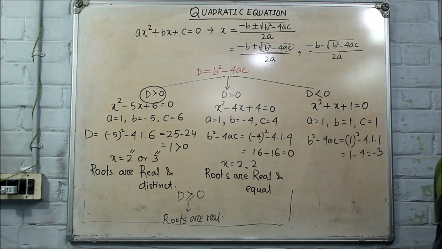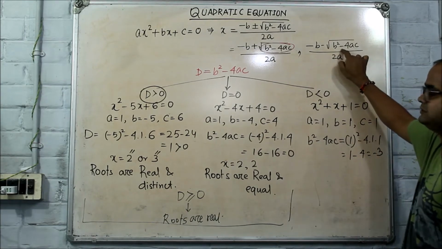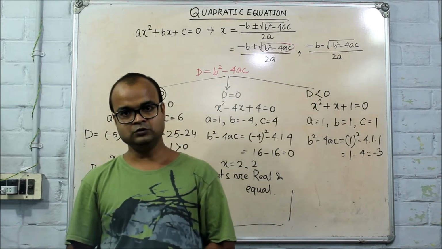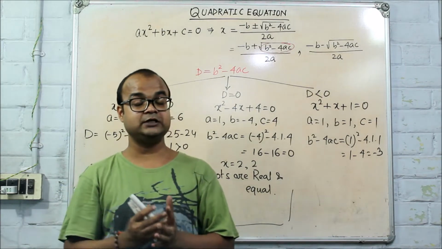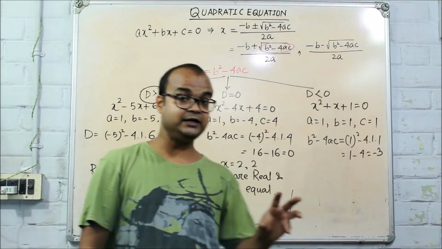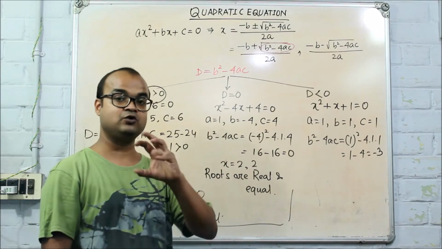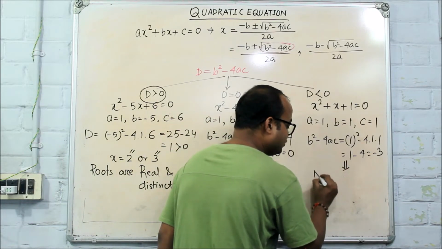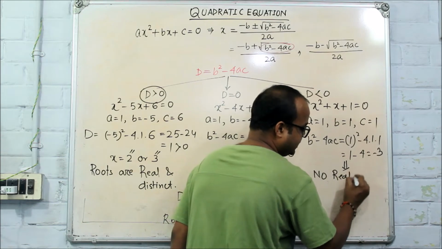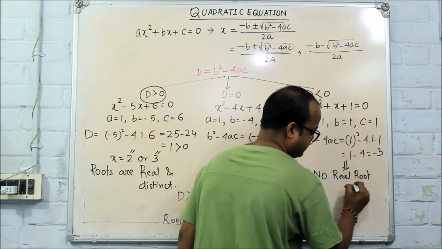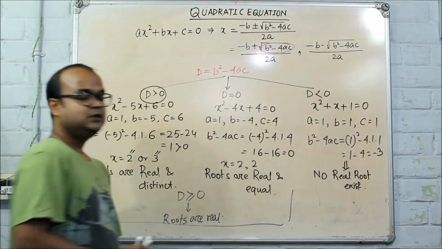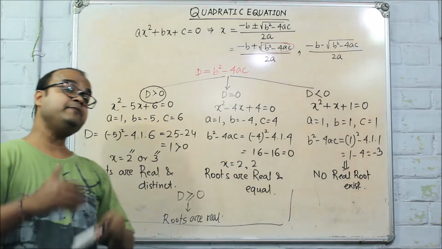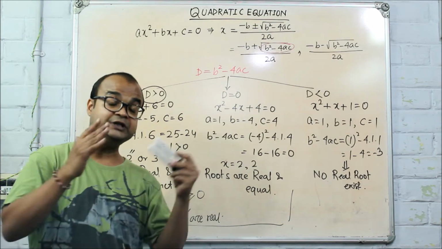Now this minus 3, if you substitute here, can you find out the square root of a negative number? No. Till now, with whatever knowledge we have, it is not possible for us to find the square root of a negative number. Then we say that no real root exists. Clear? So this entire process we call finding the nature of a root without solving it.